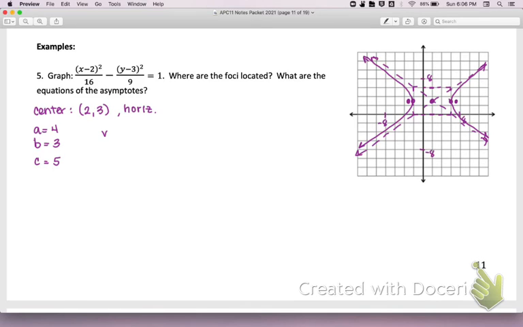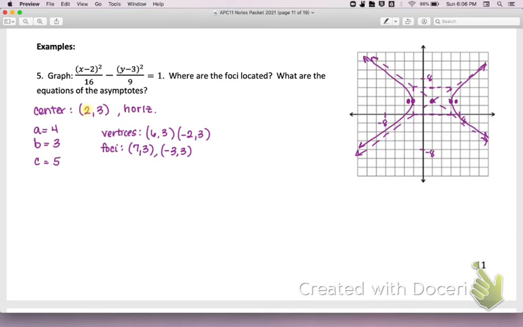This tells us that the vertices, remember that since it's horizontal, we're going to be doing everything to the x coordinate. So the vertices are going to be 2 plus a and 2 minus a. So that's going to be 6, 3, and that's going to be negative 2, 3. The foci, we're going to add 5. So that's going to be 7, 3. And we're going to subtract 5, which is going to be negative 3, 3.